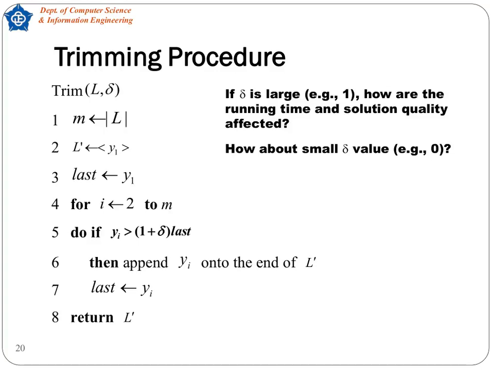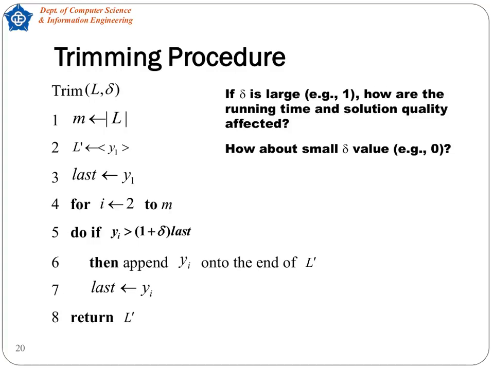We start with a sorted list L equals y1 through ym and a parameter delta. First, we initialize a new list L' by taking y1 as its first element and setting last equals y1. Then we scan through each subsequent y in L. Whenever y exceeds 1 plus delta times last, we append y to L' and update last equals y. Otherwise, we simply skip y. It's effectively represented by the previous last. Once we've processed all values, we return L'.